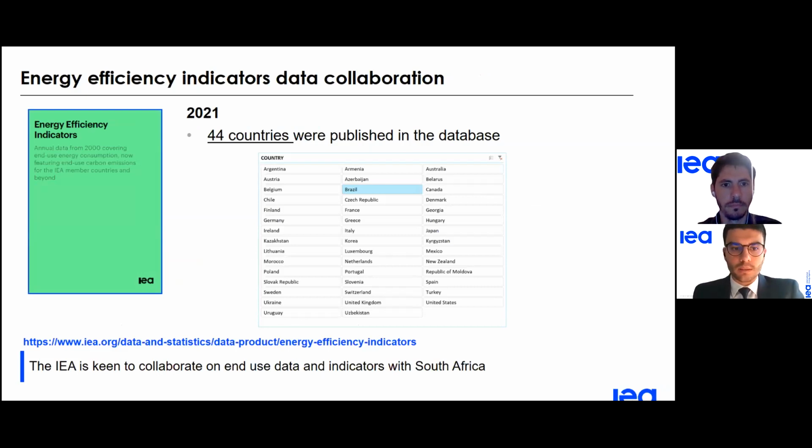So here we can see, in fact, we released the last edition of the database last week, where we included 44 countries. And we encourage you to have a look at the website. And of course, the IEA is very keen to continue collaborating with South Africa on end-use data and indicators. This is something we've started with you already, and we would like to include the outcome of this work, hopefully, in the next editions of the database.